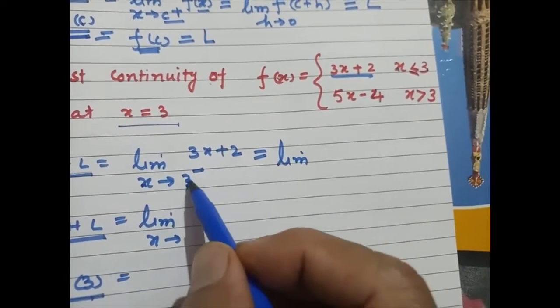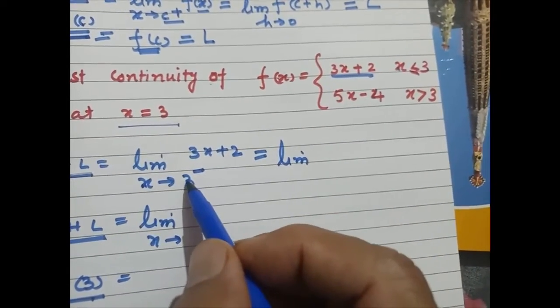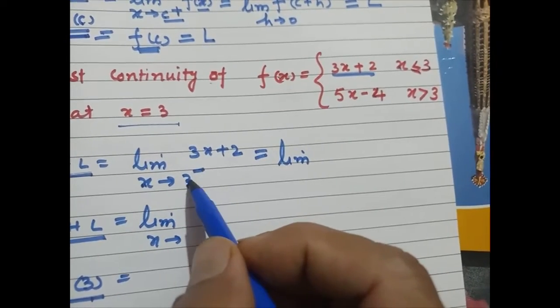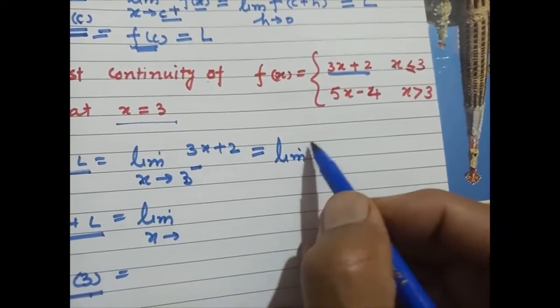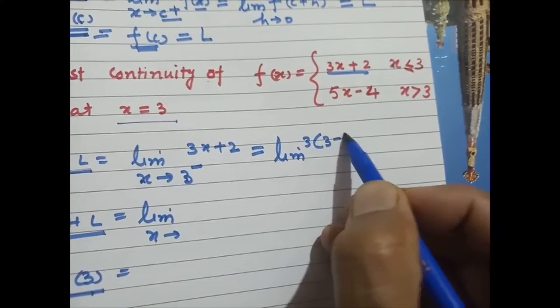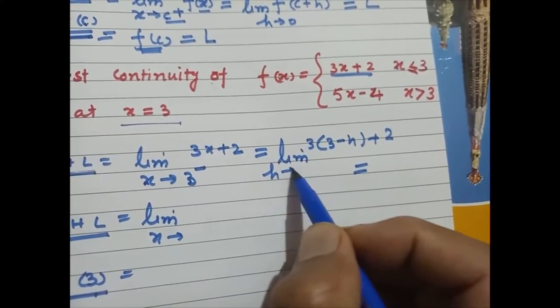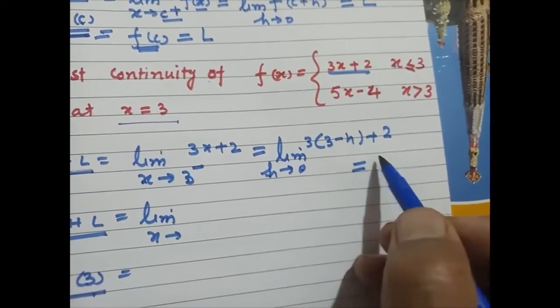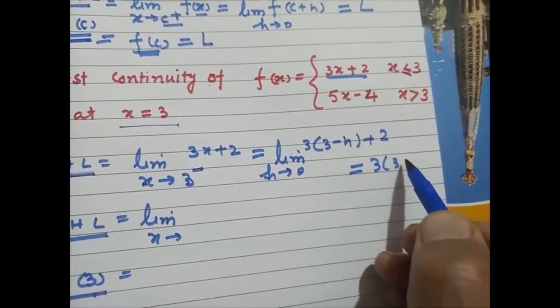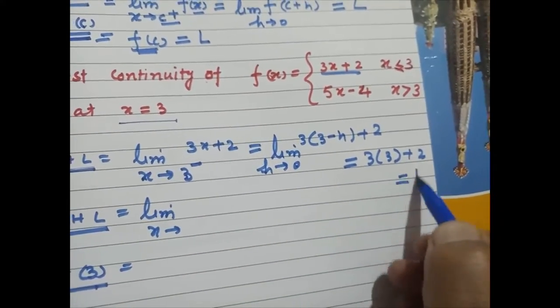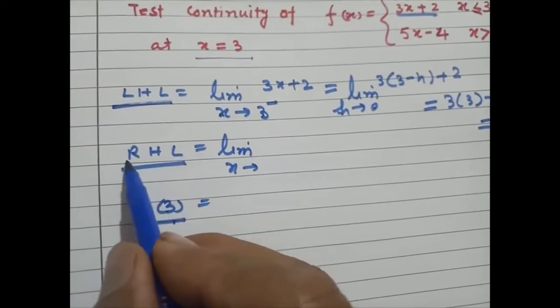In the next step, you change the limit. Value is slightly less than 3. So we'll take the value of x as 3 minus h, plus 2. Limit is what? h tends to 0. Put h equal to 0 here. What is the answer? 3 into 3 plus 2. Answer is 11.